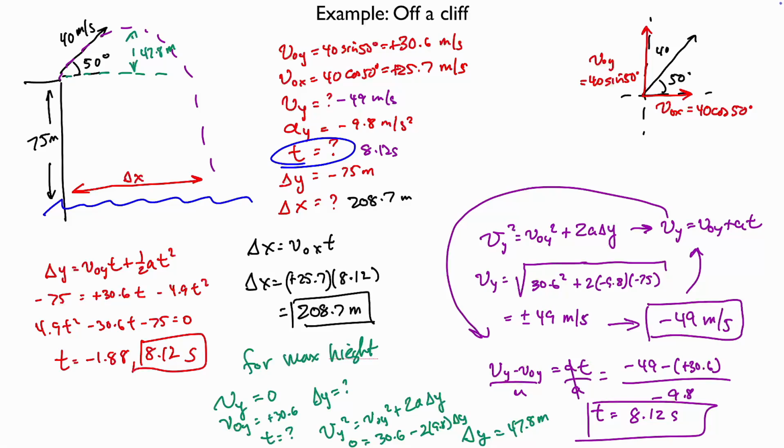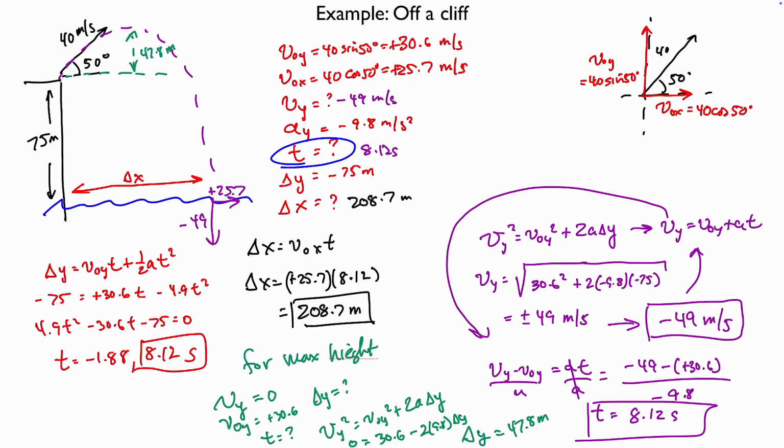Negative 49 is the vertical component. What other speed does it have? The horizontal component of its motion, right? And what is that final x velocity? 25.7. Why? Because it's the same, no acceleration. It doesn't change. Right? No acceleration in the x direction means that this is 25.7.